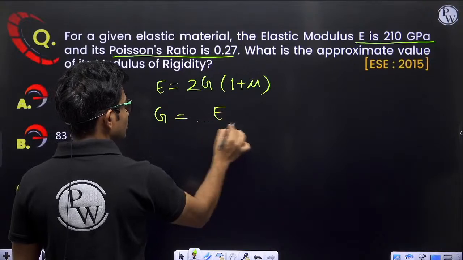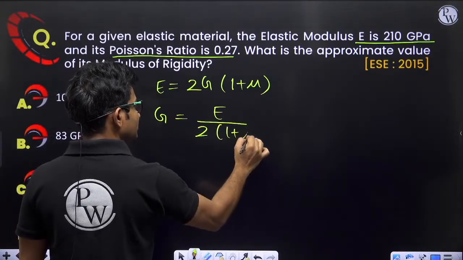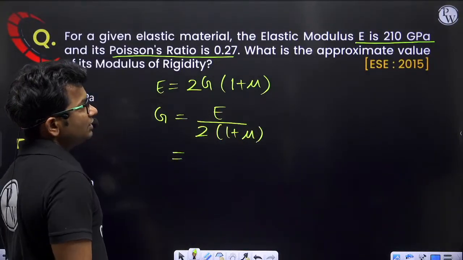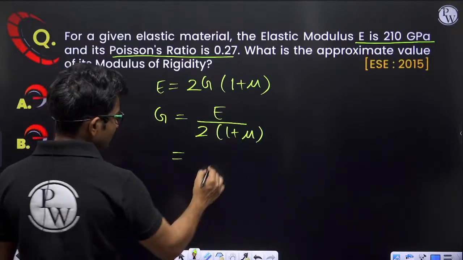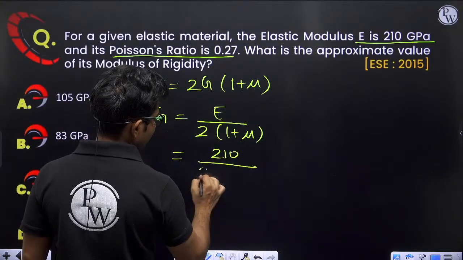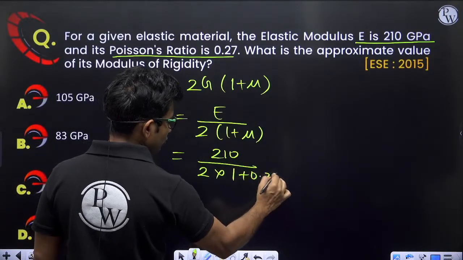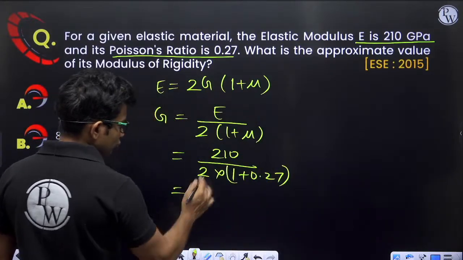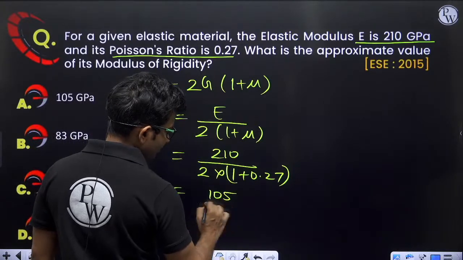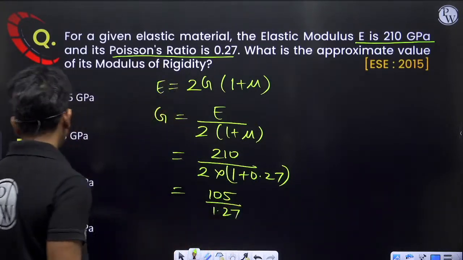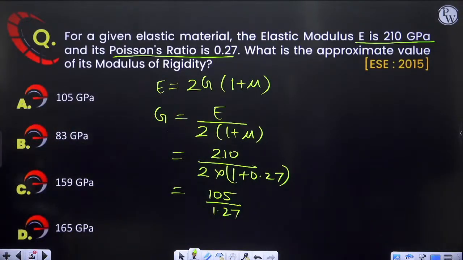G will be equal to E upon 2 into 1 plus mu. What is the value of E? E is 210 gigapascal. So 210 divided by 2 into 1 plus 0.27. So 210 by 2 is 105, divided by 1.27. 105 divided by 1.27.